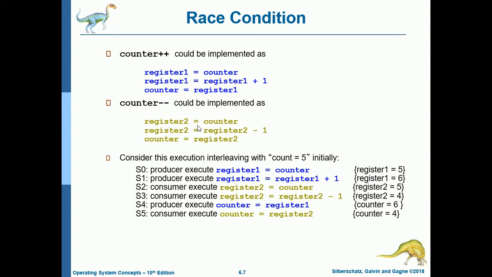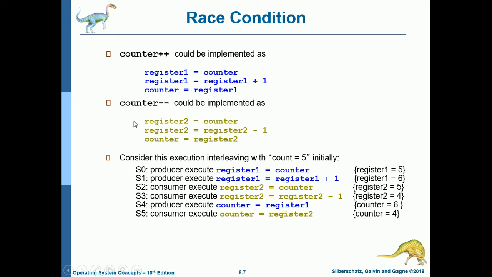So again, for counter++, where we increment the counter, this is used by the producer. It's coded in blue. So register1 is equal to counter, meaning the value of counter will be stored in register1. And then register1 will be updated by adding 1, and then the new value of register1 will be stored in the variable counter.